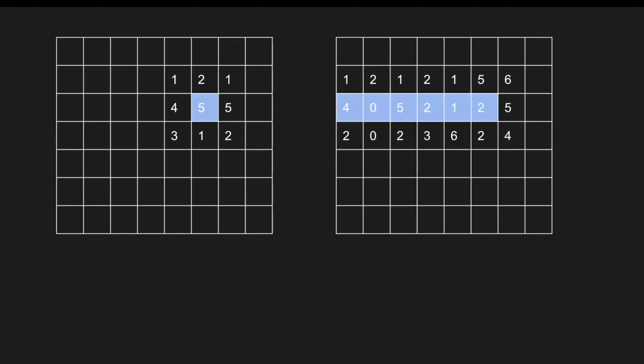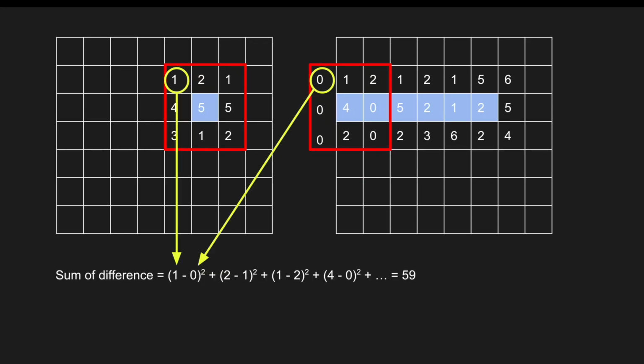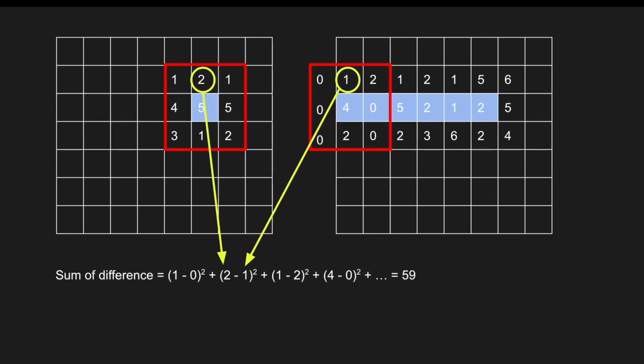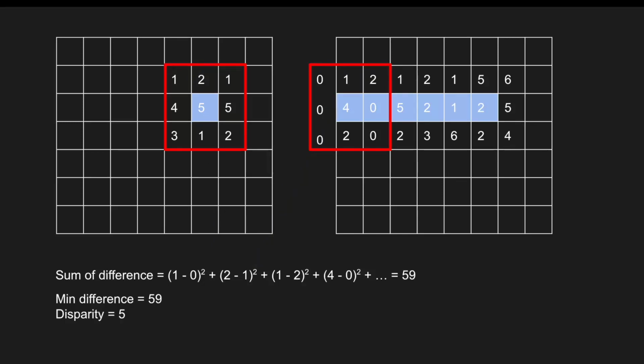Here we are showing an animated example. To find the disparity value of one pixel, we look at not only the pixel, but also the pixels surrounding it, and that's called a patch. Pixels that are out of bounds of a patch are padded with zeros. We use the sum of squared differences to evaluate how well the two patches match. In this example, the sum of difference is calculated to be 59. So we record the current minimum difference to be 59 and the disparity value to be 5.